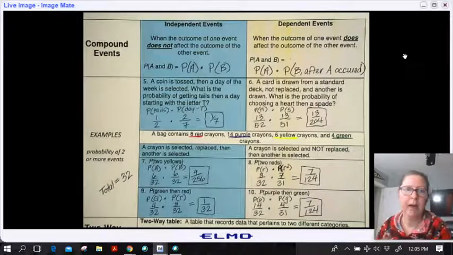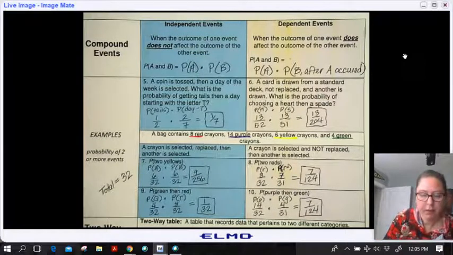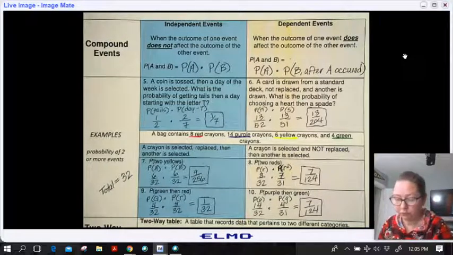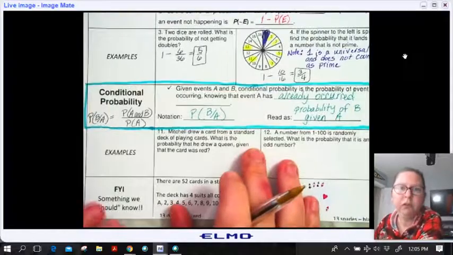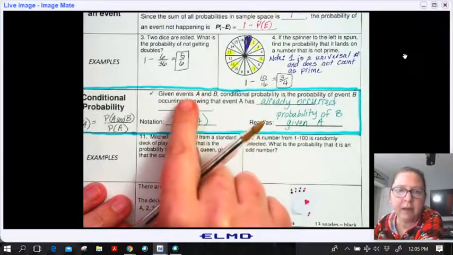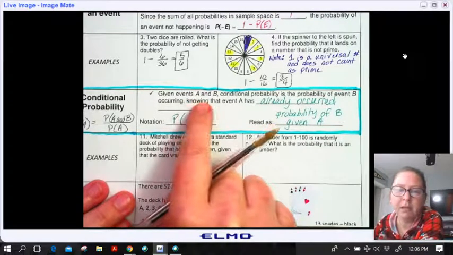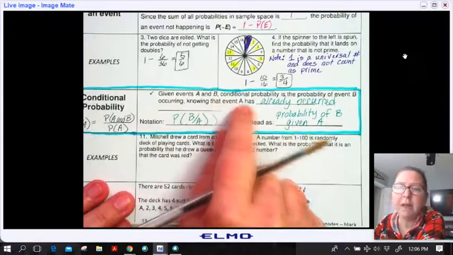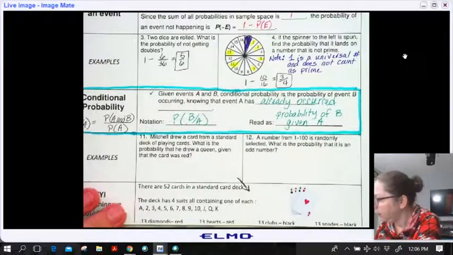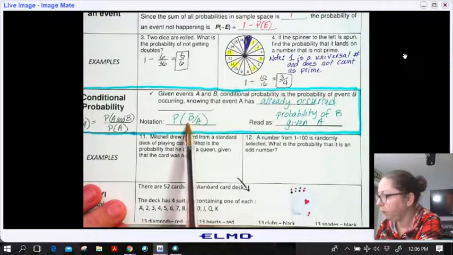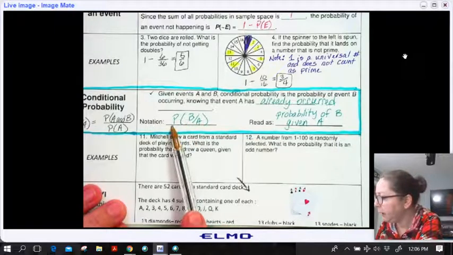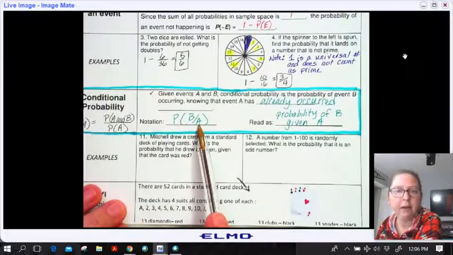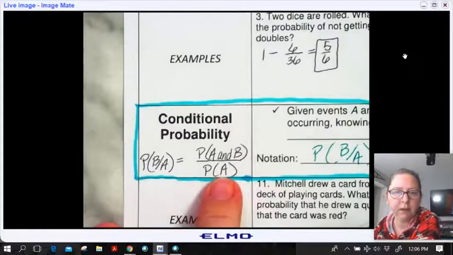Okay. Now I am ready to go back to the front side of my paper. And now we're going to talk about conditional probability. So conditional probability is given events A and B, conditional probability is the event that B occurs knowing that event A already occurred. All right? So this is the notation. It looks like division. And the way that I read this is the probability of B given A. And so here is what this formula looks like. And this is what we're going to use.